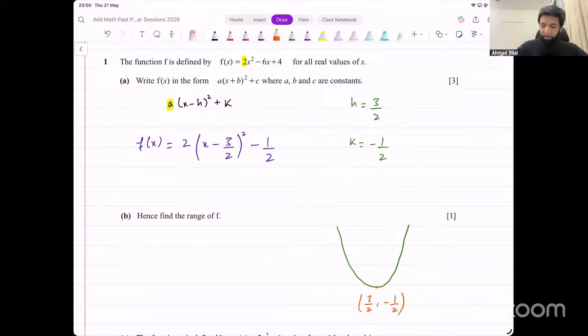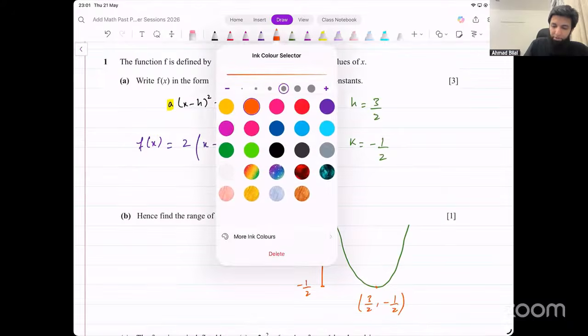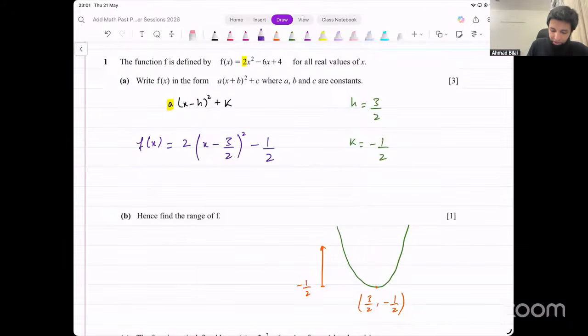Now, on the y-axis, you could say the least value is negative 1 over 2. So you can be anywhere greater than or equal to negative 1 over 2. Okay? So that will be your range. The range of the function represents the y values of the function. The y value has to be greater than or equal to negative 1 over 2. That's what you write down as the final answer.